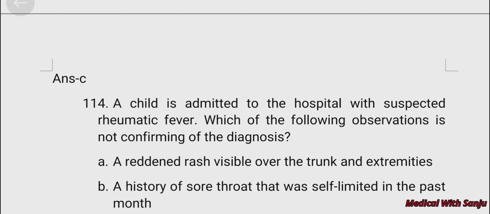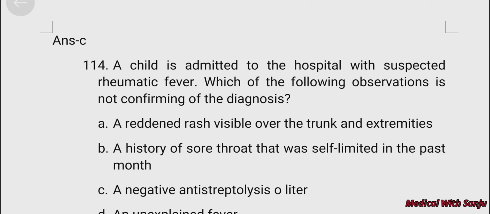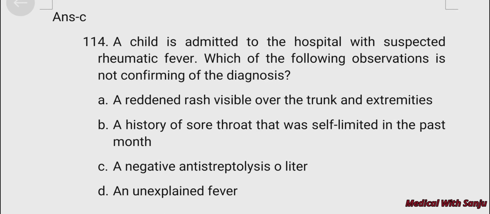Question number 114. A child is admitted to the hospital with suspected rheumatic fever. Which of the following observations is not confirming of the diagnosis? Option A. Erythema marginatum rashes visible over the trunk and extremities. Option B. A history of a sore throat that was self-limited in the past month. Option C. A negative antistreptolysin O titer. And option D. Unexplained fever.